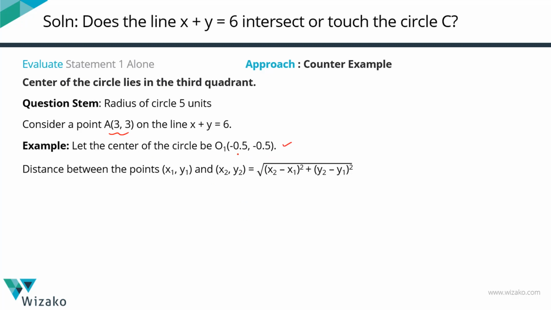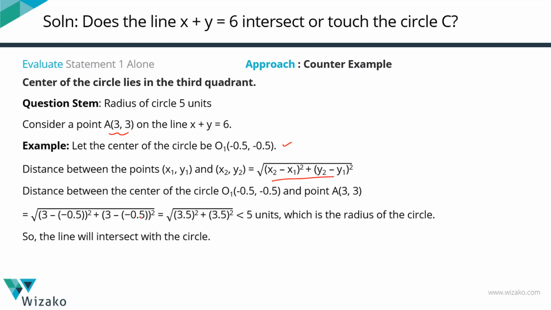I'm going to check the distance between these two using the distance formula right now. It's an alternative approach to figuring out whether there's a point lying inside the circle. This distance is going to be equal to 3 minus of -0.5, which essentially will work out to 3.5, the whole square. Same 3.5, the whole square. 3.5 square is 12.25. 12.25 plus 12.25 is 24.5. Square root of 24.5 is less than square root of 25. Square root of 25 is 5.